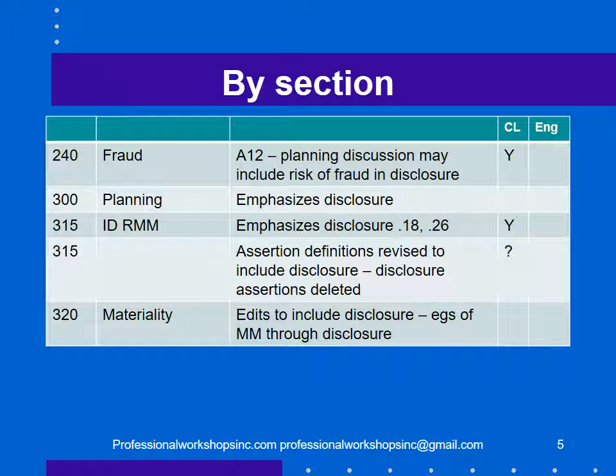300 planning emphasizes disclosure. 315 identifying risk of material misstatement, two changes. One is it emphasizes disclosure in 2 paragraphs, and maybe you need to change your checklist. And the assertion definitions have been revised to include disclosure in each assertion, and the disclosure assertions which were separate have all been deleted. 320 on materiality, edits to include disclosure, and for instance, they have included some examples of how you might materially misstate financial statements through disclosure, something to be avoided.